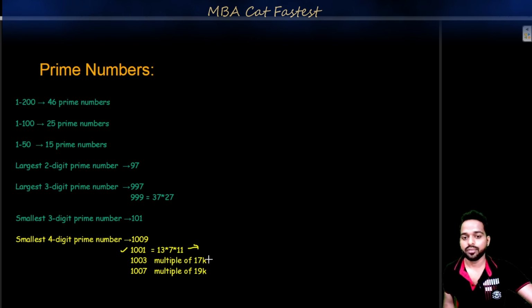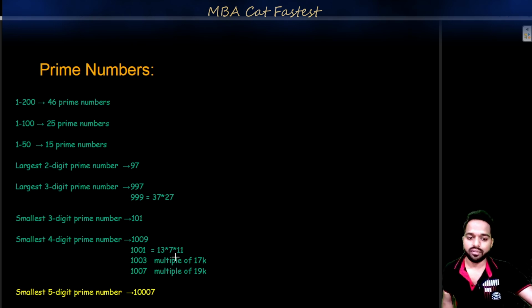1003, it will be a multiple of 17k. 1007, it will be a multiple of 19k. Okay. Another thing, moving ahead, the smallest 5-digit prime number is 10007. Okay, you can remember this thing. If you do not want to, you can just ignore this.